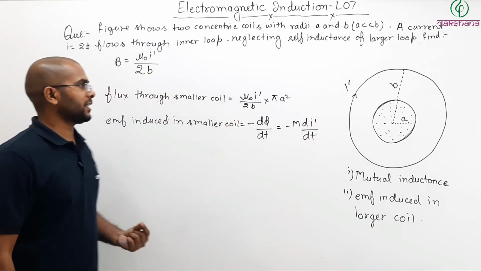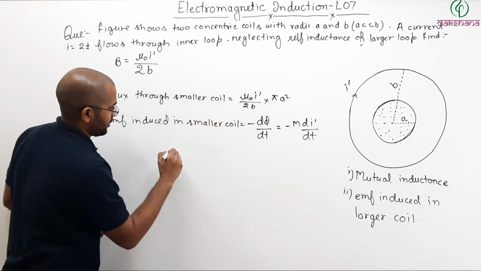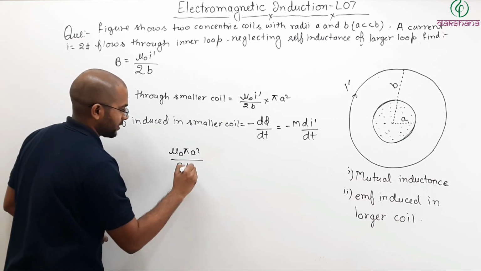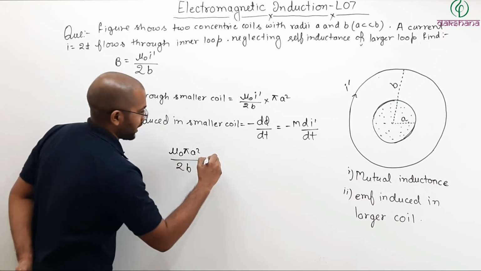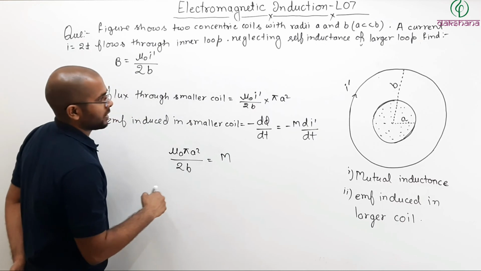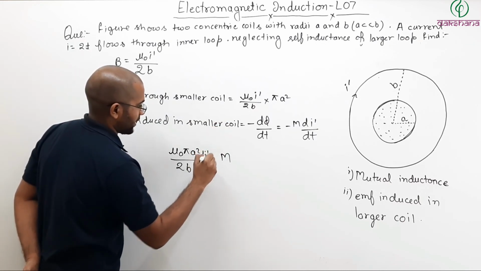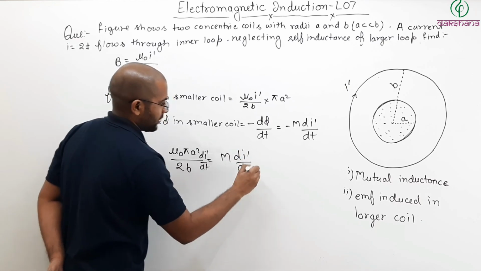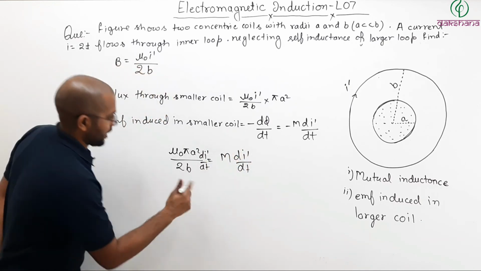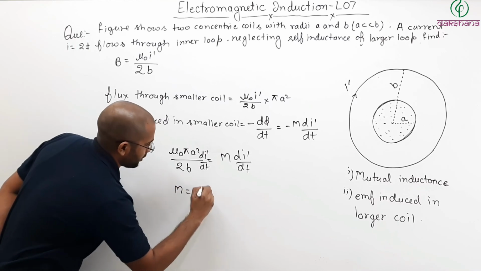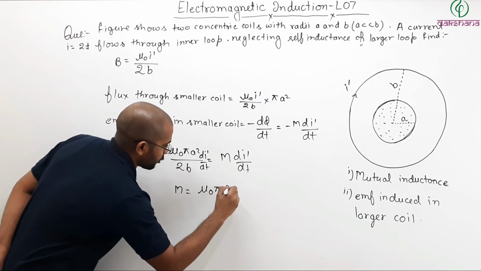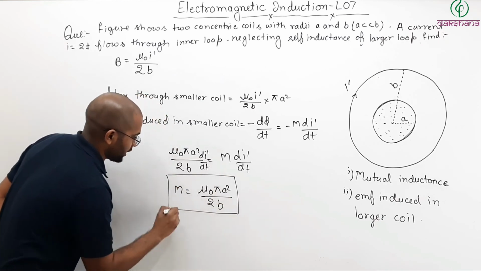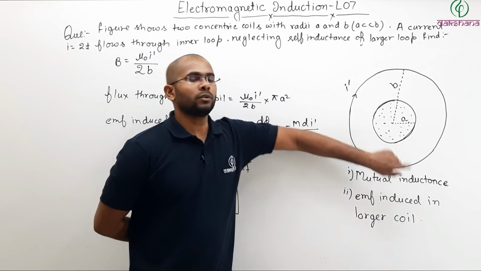So what is dφ/dt here? Differentiate this: μ₀πa²/2B times dI'/dt would be equal to M times dI'/dt. dI'/dt cancels, and M is equal to μ₀πa²/2B. So that is your mutual inductance between these two coils.